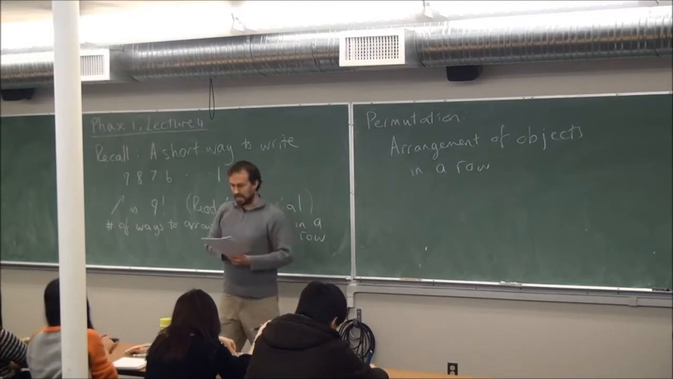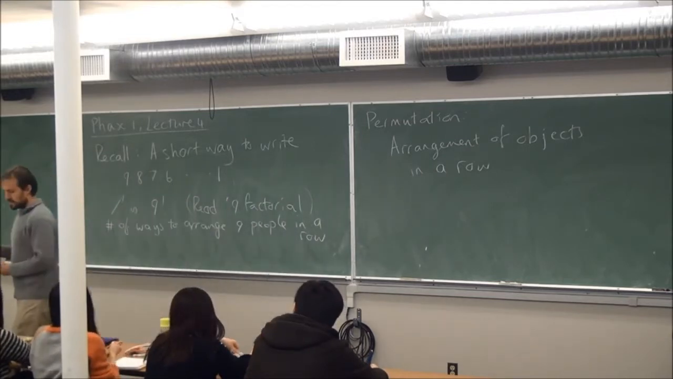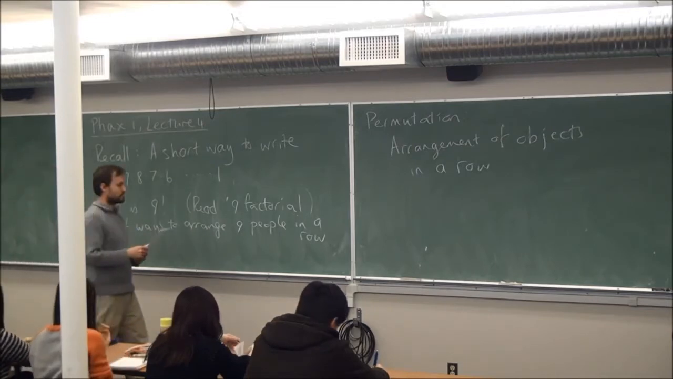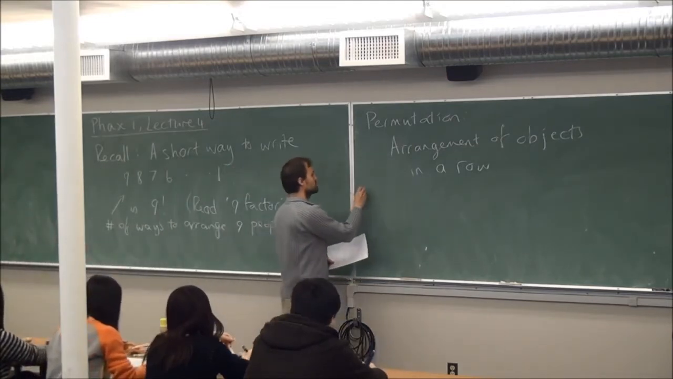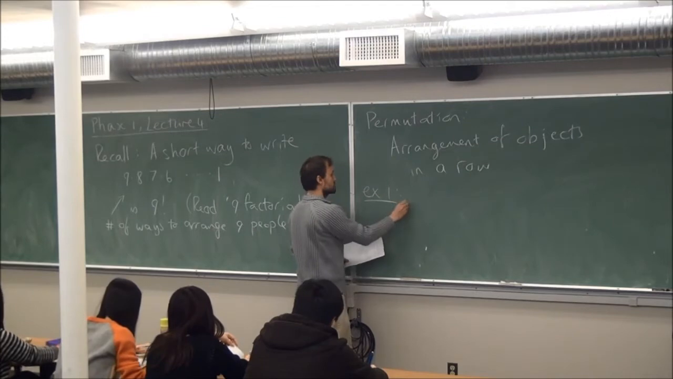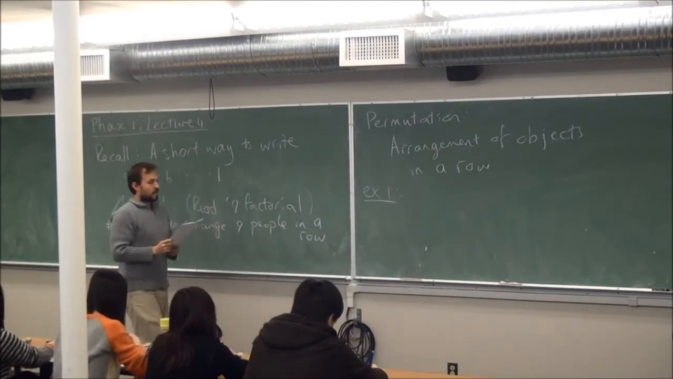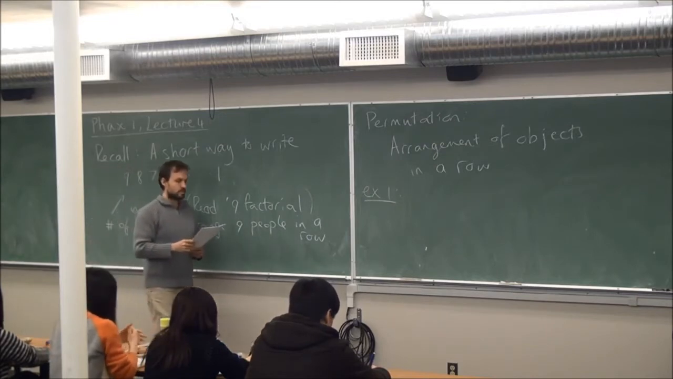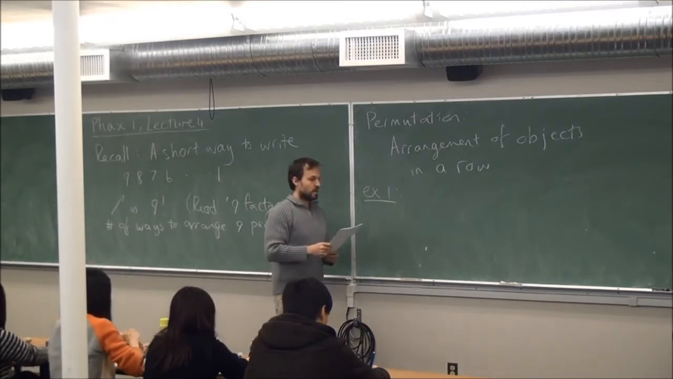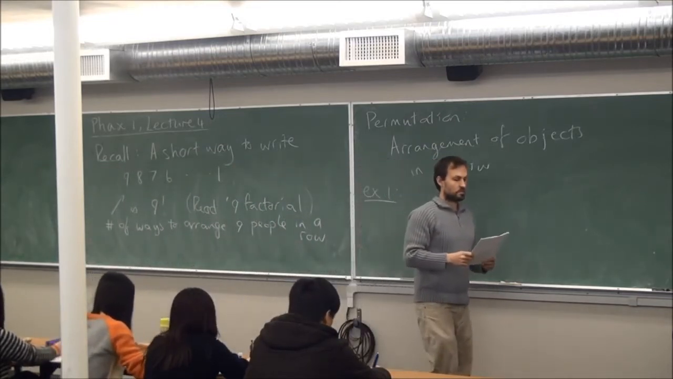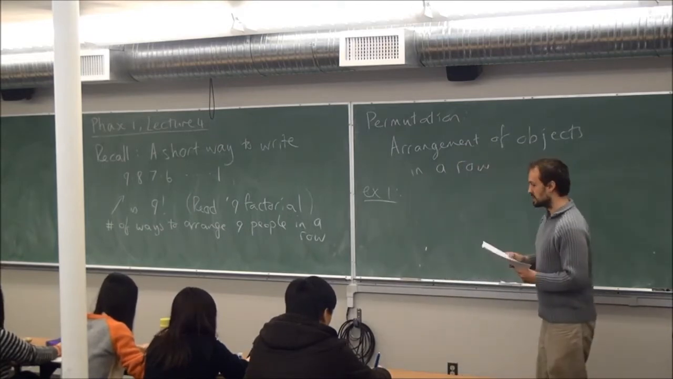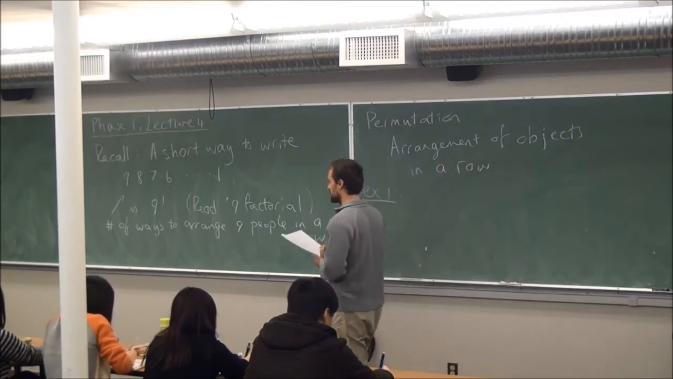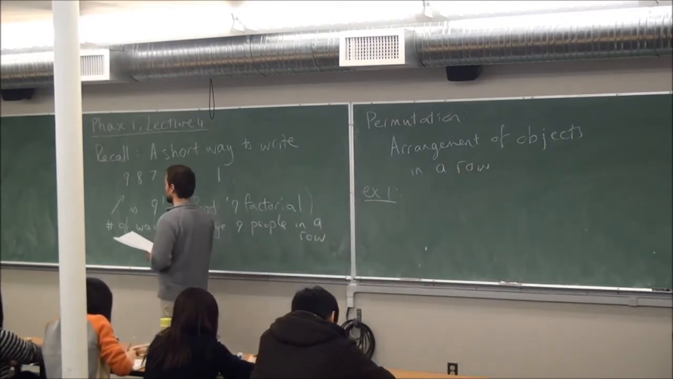So let's look at example number 1. The class in probability theory consists of 6 men and 4 women. A test is conducted, and the students are ranked according to their performance. Assuming that no 2 students obtain the same score, how many different rankings are possible?